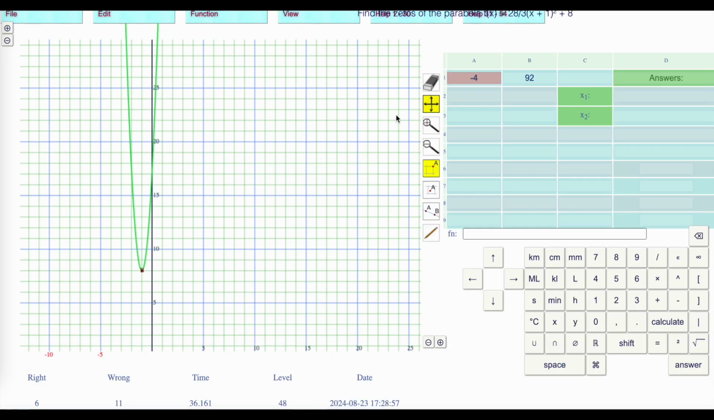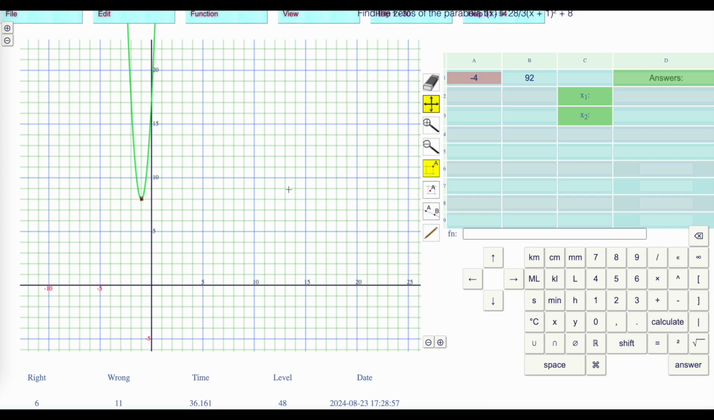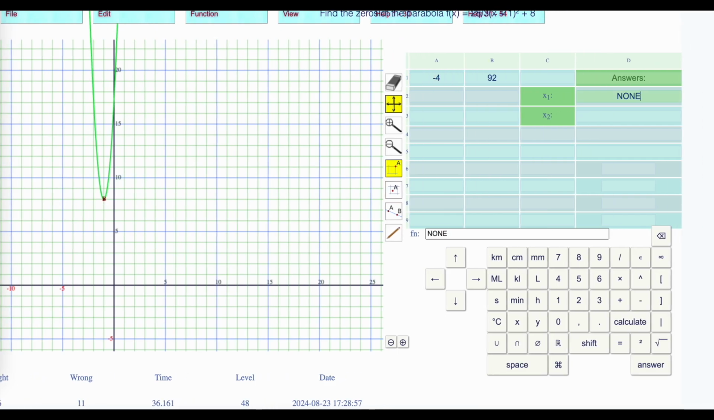Did we have to graph this exactly? No, we could have just said, okay, the vertex is here. It's opening up. There are no zeros. None.